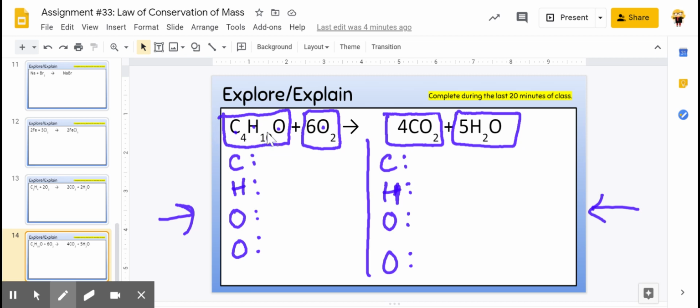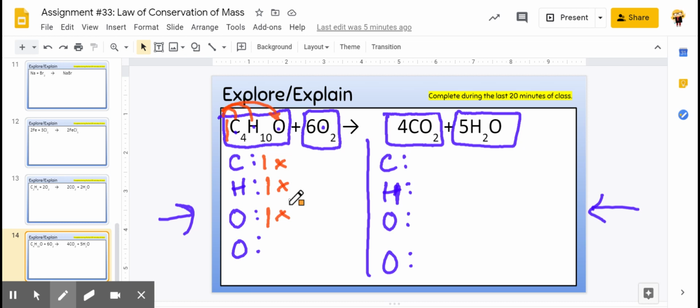This box is our first formula. There's no number at the beginning, so it means it's an invisible number 1. That 1 goes with everything behind it until we get to a new formula, a new box. So there's 1C, there's 1H, and there's 1O. The coefficient is 1 for each of those.